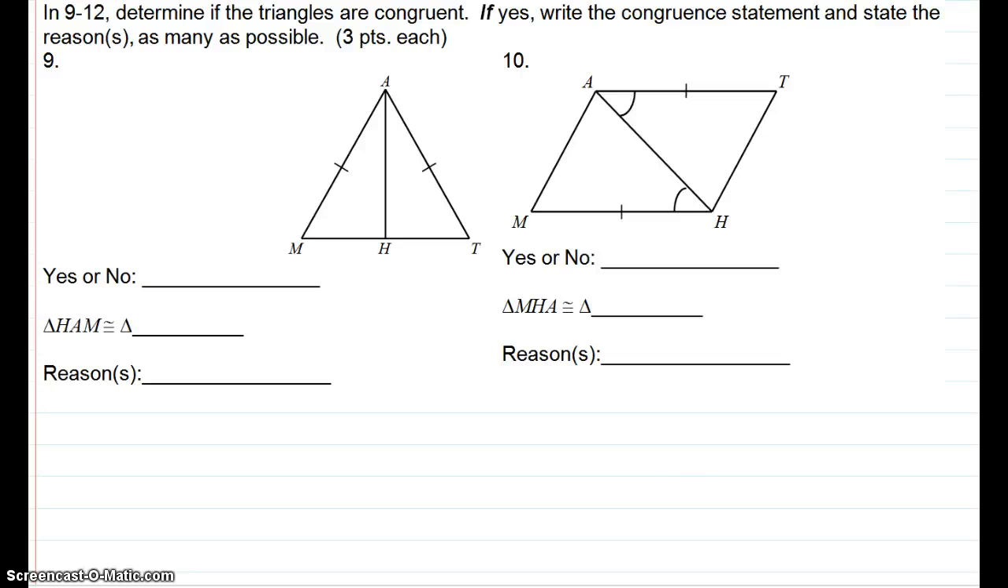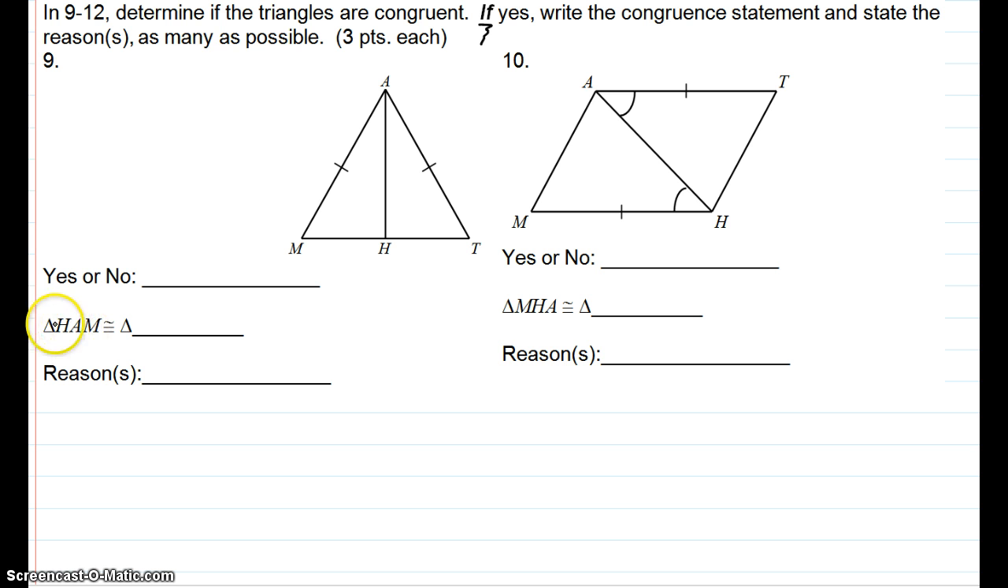All right, and 9 through 12, determine if the triangles are congruent. If yes, write the congruent statement and state the reason or reasons, as many as possible. So we're going to look at these two triangles, and first thing we want to do is see, is there anything else that we might know?